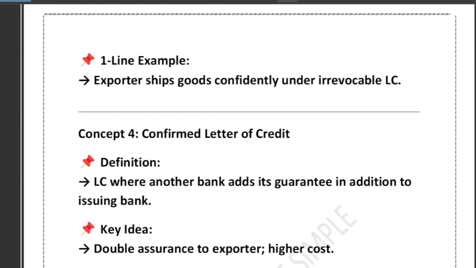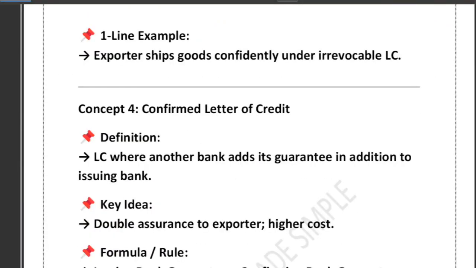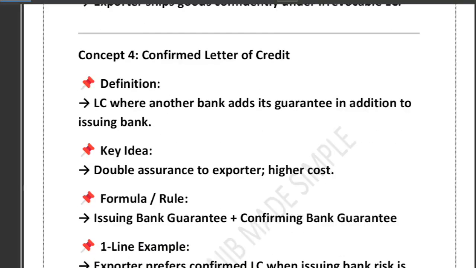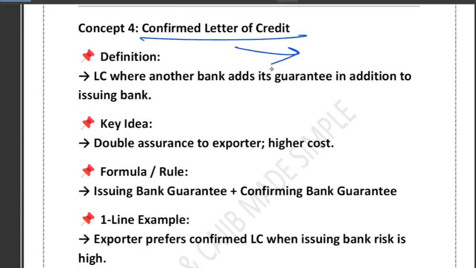What is a confirmed letter of credit? Confirmed LC means one more bank adds its guarantee. When I say confirmed letter of credit, it means another bank has added a guarantee in addition to the issuing bank.